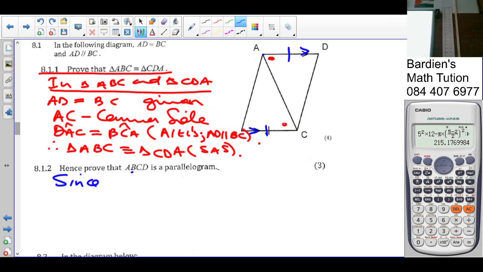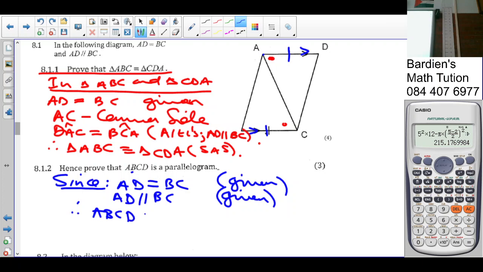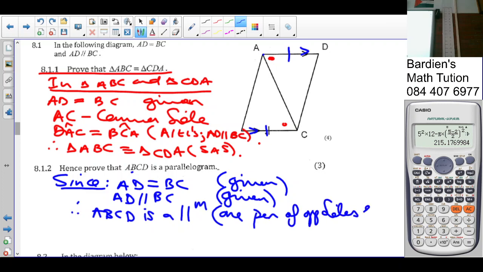We say since AD is equal to BC. Where do we get that? Given. AD is parallel to BC. Why? Given. Therefore, ABCD is a parallelogram. Why? One pair of opposite sides equal and parallel. Okay.